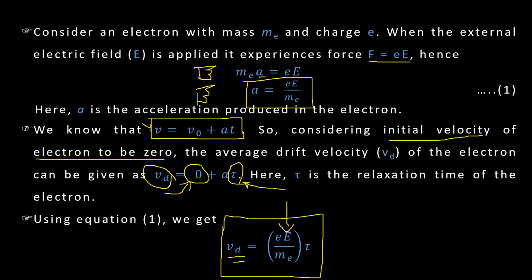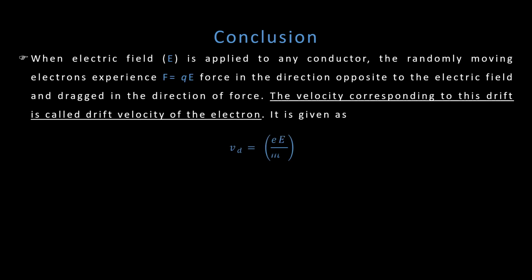Let us conclude now. In conclusion, we can say that when an electric field is applied to any conductor, the randomly moving electrons experience F is equal to QE force. And what is the direction of this force? It is opposite to the electric field. Why? Because the charge we are talking about is negative. And what happens because of that? Because of the force, electrons are dragged in the direction of force, and the velocity corresponding to this drift is called drift velocity.